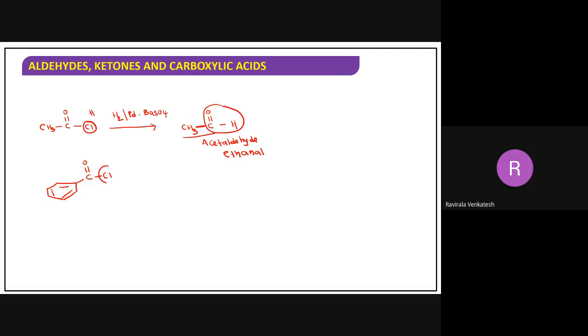Now here also, what happens? Cl is replaced with hydrogen. Same reagent we are taking here. What do we get here? C double bond O H. What is the name of this one?